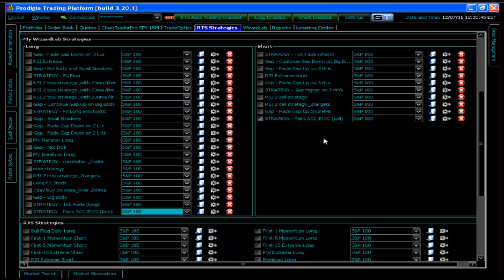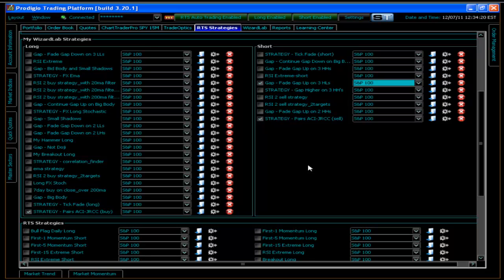Notice that when you open up Prodigio for the first time, everything is defaulting to a watch list of S&P 100. That means, for instance, I could choose to run this strategy, which is called gap, fading a gap up on 3 higher lows. It's going to try to find this setup on all the stocks in the S&P 100 if I let it run. It's obviously not going to fire now because it's already 12:30 p.m. Eastern. It's a gap strategy, so it's coded to fire at the open. But it's going to fire on the S&P 100.